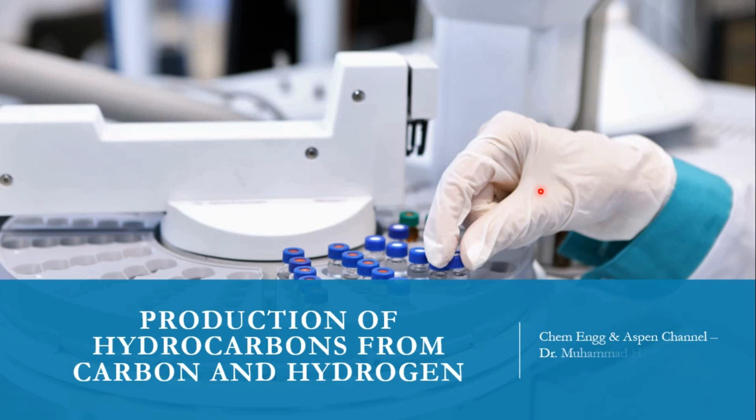What if I give Aspen HYSYS nothing but pure carbon and hydrogen? Could it predict the formation of methane? Would heavier hydrocarbons such as ethane, propane, or even butenes appear? And most importantly, which products would be thermodynamically favored?